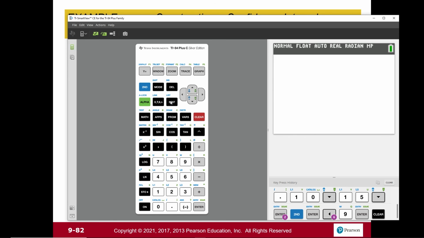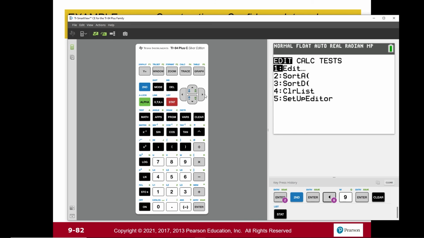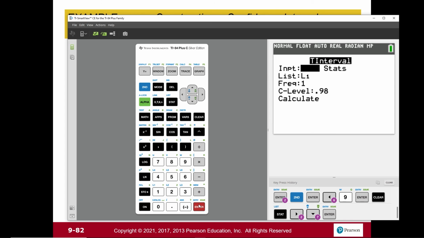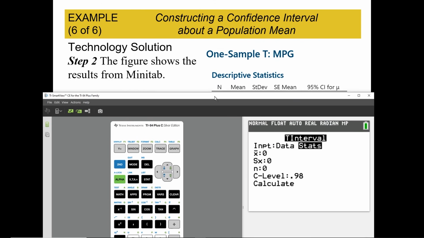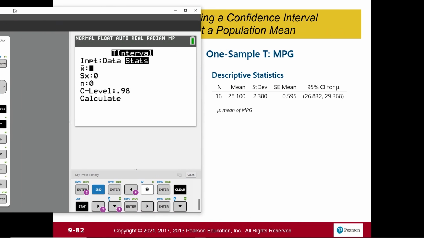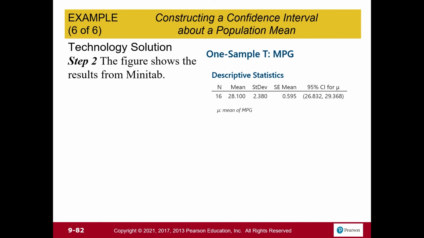So we are going to go into stat and then go over to tests to do confidence intervals. And because we're constructing a t-interval, it's going to be number 8. And now the question is, is our data in a list, or do we know the stats of our data? Well, let's do it like we know the stats of our data. The mean we're going to set to be 28.1.